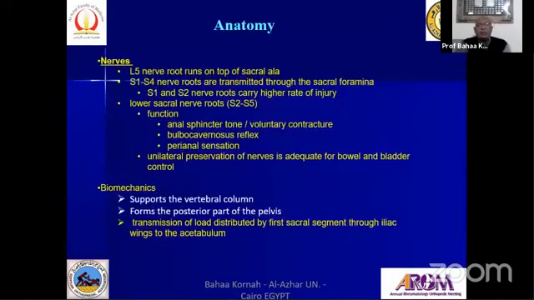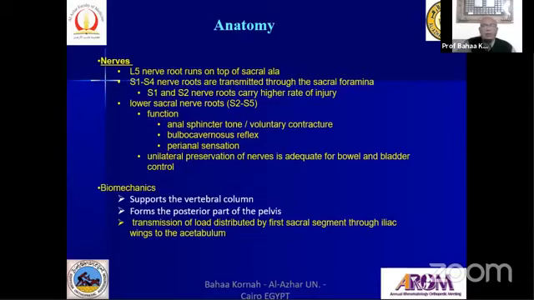What about the nerves? The L5 nerve root runs on the top of the sacral ala, and the S1 to S4 nerve roots are transmitting through the sacral foramina. The S1 and S2 nerve roots carry a high rate of injury. The lower sacral nerve roots, S2 to S5, function in the anal sphincter, bulbocavernosus reflex, and perianal sensation. Unilateral preservation of the nerve is adequate for bowel and bladder control.